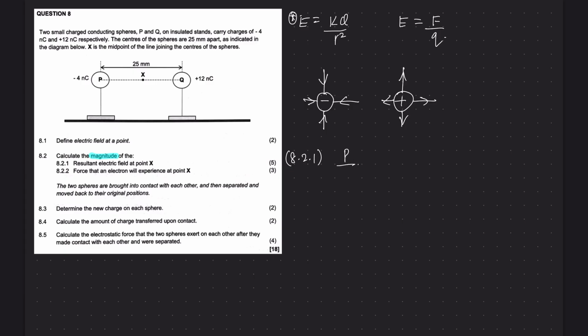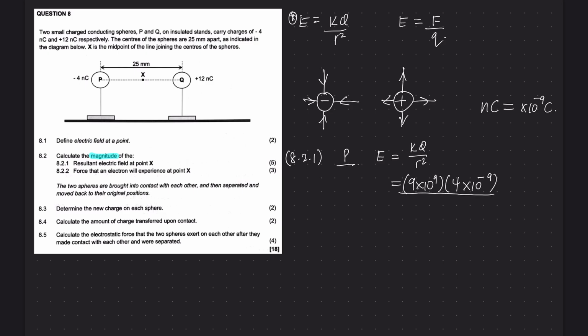We're going to say the electric field equals kq over r squared. K is 9 times 10 to the 9. The charge is 4. Well, we ignore the signs. When we use this equation and the force equation, we ignore the sign. So we're just going to take the magnitude. So 4 times 10 to the negative 9. Remember, nC means times 10 to the minus 9 coulombs.